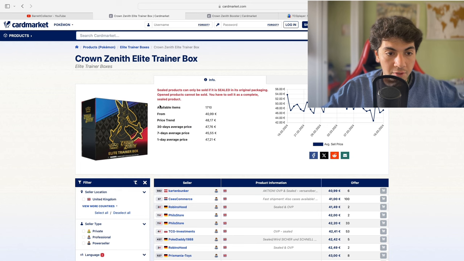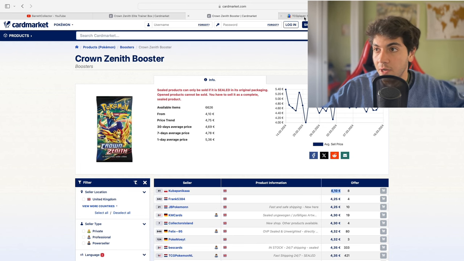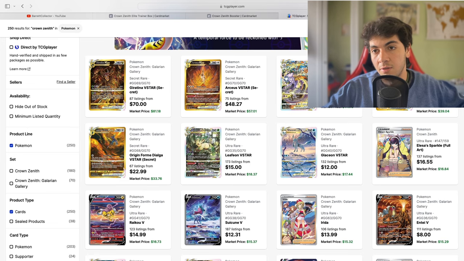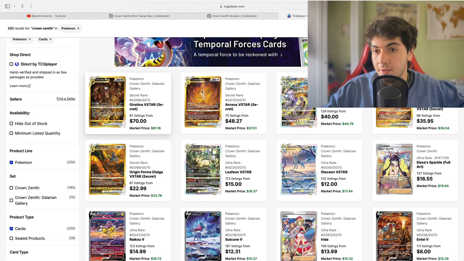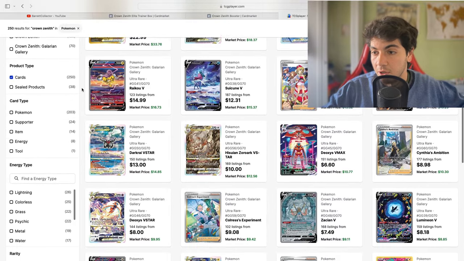That being said, we can start talking about, finally, Crown Zenith, and we can take a look at the Pokemon Invest Indicator. So here, a quick look at the first page on TCGPlayer of the cards within the set.